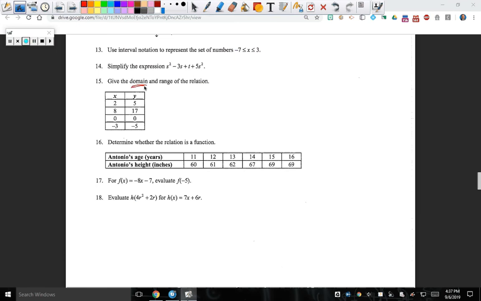And finally, number 15. It says give the domain and the range. Remember, this has to be on the test for you not to lose points, the notations of D and R. And we're going to say of the relation. So right now, this graph, if I were to draw these points, I have 2, 5. I have 8, 17, which is way here and way up here. Then I have 0, 0, and then -3 and -5. These points, because it's a relation, are not going to be connected.